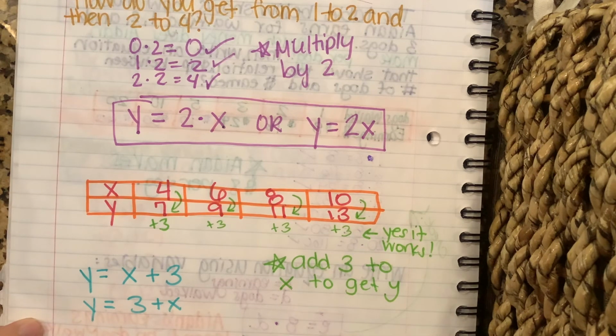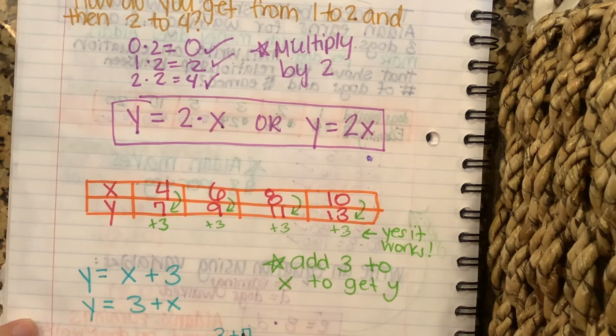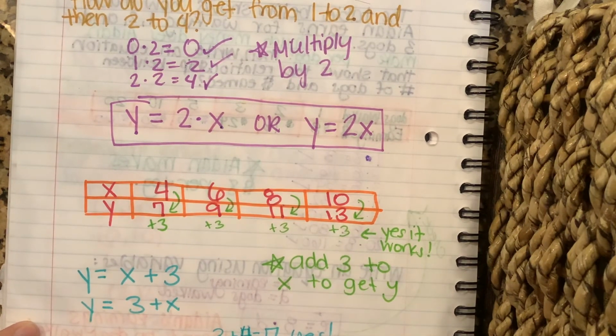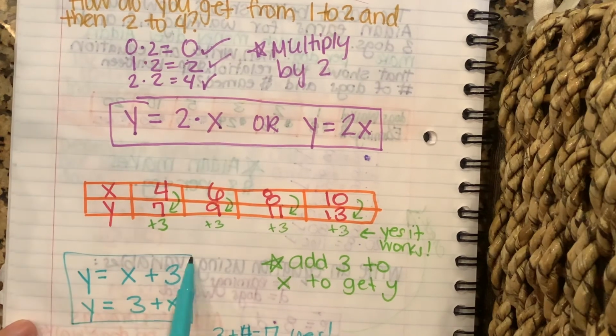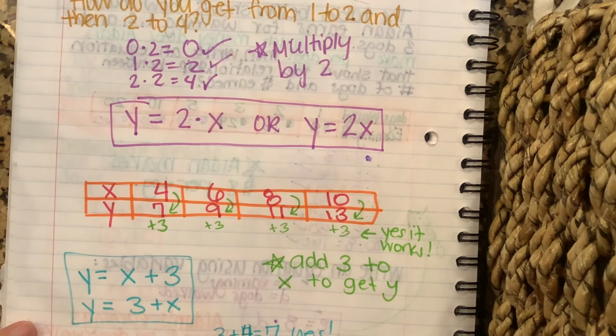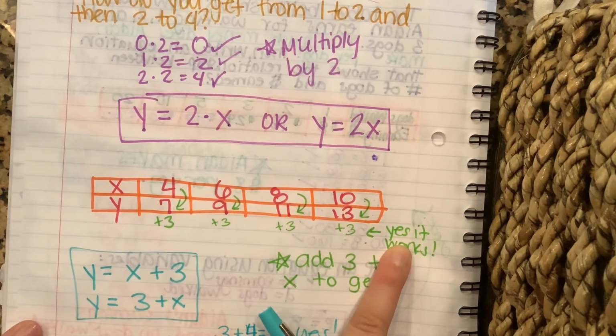Then you can check your work. You could just plug in: 3 plus 4 equals 7. Does it work? If your answer is yes, then you've got your equation correct. Especially on these problems where you have to write an equation, you want to make sure you're checking your work to make sure that your pattern works for everything.